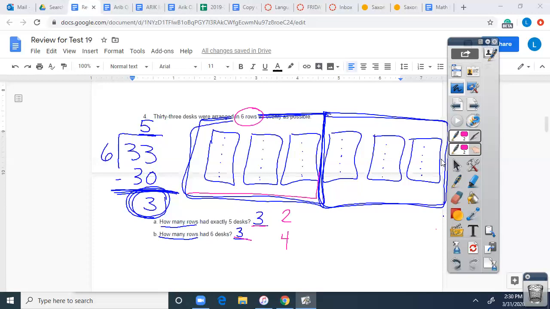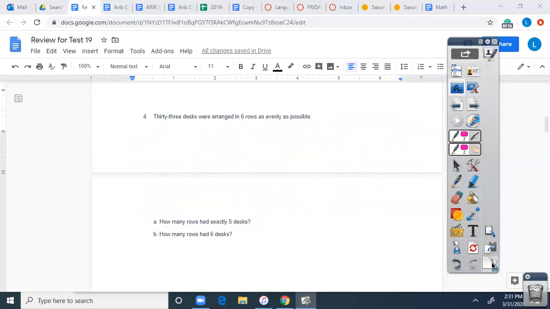But look, we've got 3 rows that have 6 desks, and we've got 3 rows that have 5 desks. So you still do need to figure out what your remainder is going to be. That remainder is how many desks are going to have the bigger number. Okay? Hopefully that was helpful. If you want to watch that again, draw the picture with me. The more problems like this you see, the more practice you'll get, and you'll get the hang of it very, very soon, I hope.